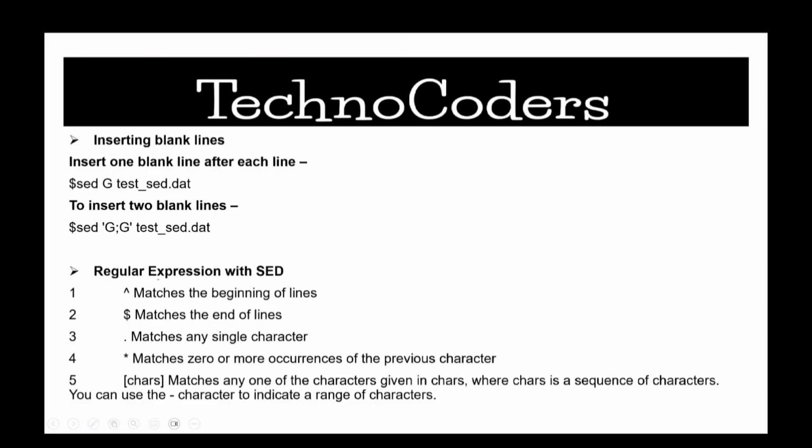So what are the regular expressions with sed? We have multiple regular expressions. Let's try to understand them one by one. This is the caret operator, which matches the beginning of the line. So any pattern starting with a caret means it is at the beginning of the line. Dollar matches the end of the line. Dot means a single character. Star means 0 or more occurrences. And if you give anything inside brackets like this, it will match the pattern based on the values you are passing. Let's see some examples.